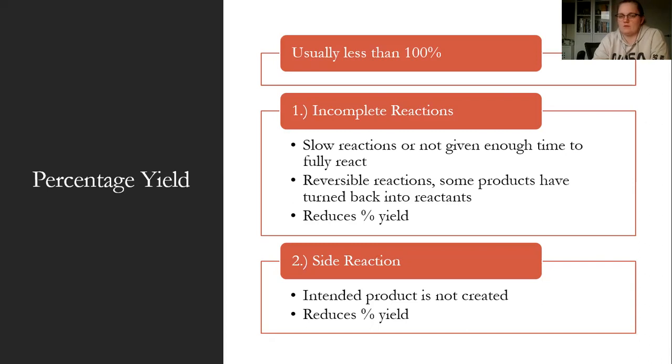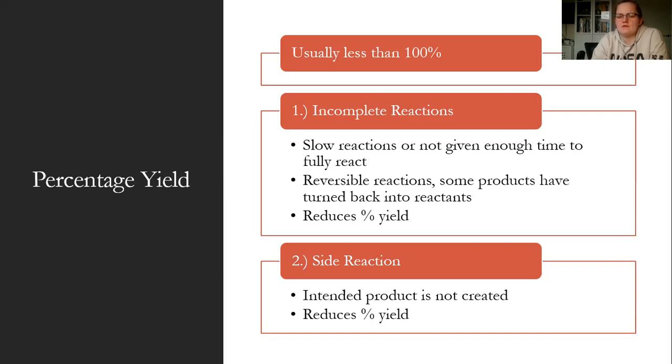So one reason why someone might have a percentage yield that's less than 100 is because they've had a slow reaction, not given the reaction enough time to fully react, or it's a reversible reaction that has started to reverse itself. Another reason we can have a percentage yield lower than 100 is because of side reactions.